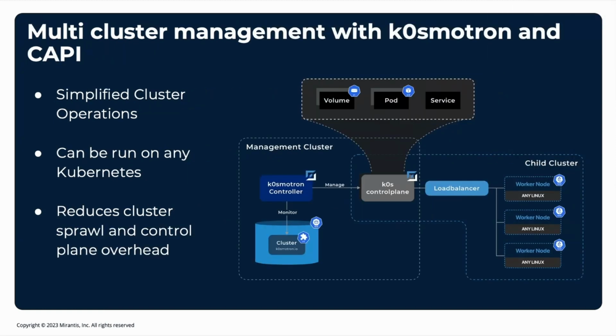Now, when you start looking at multi-cluster management, we actually have a new project out called k0smotron. It's spelled k0smotron, but we call it k0smotron. And utilizing Cluster API as well, you're actually able to simplify your cluster operations, and you can run this on any Kubernetes and reduce this cluster sprawl and control plane overhead. And the k0smotron operator will create and manage k0s control planes in that cluster.